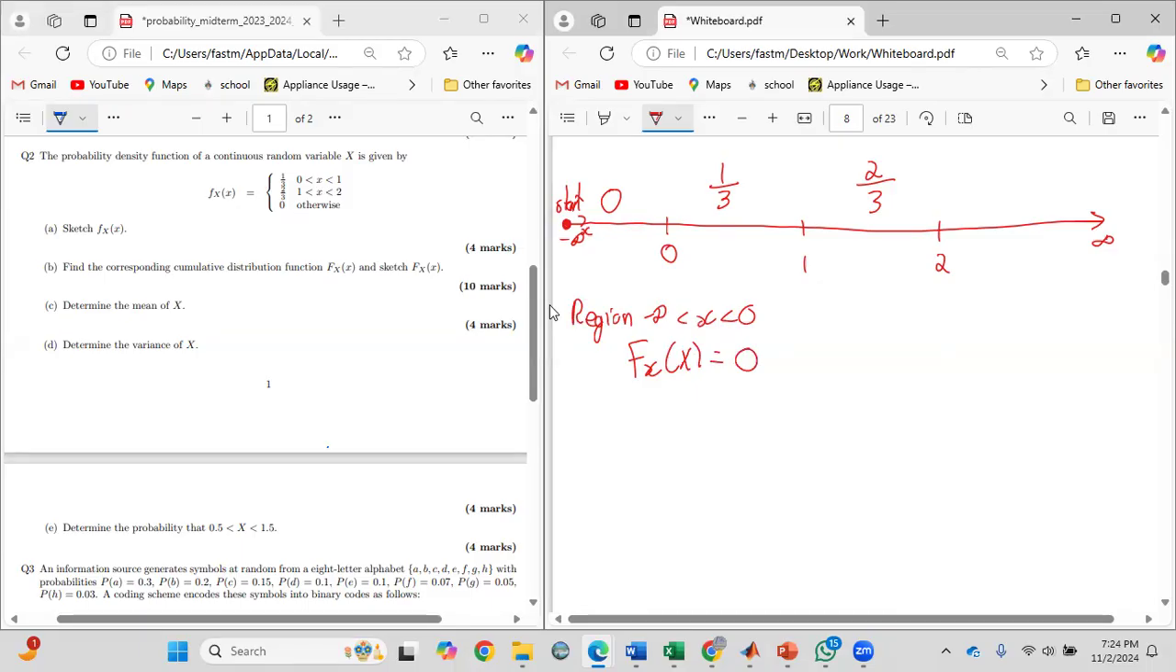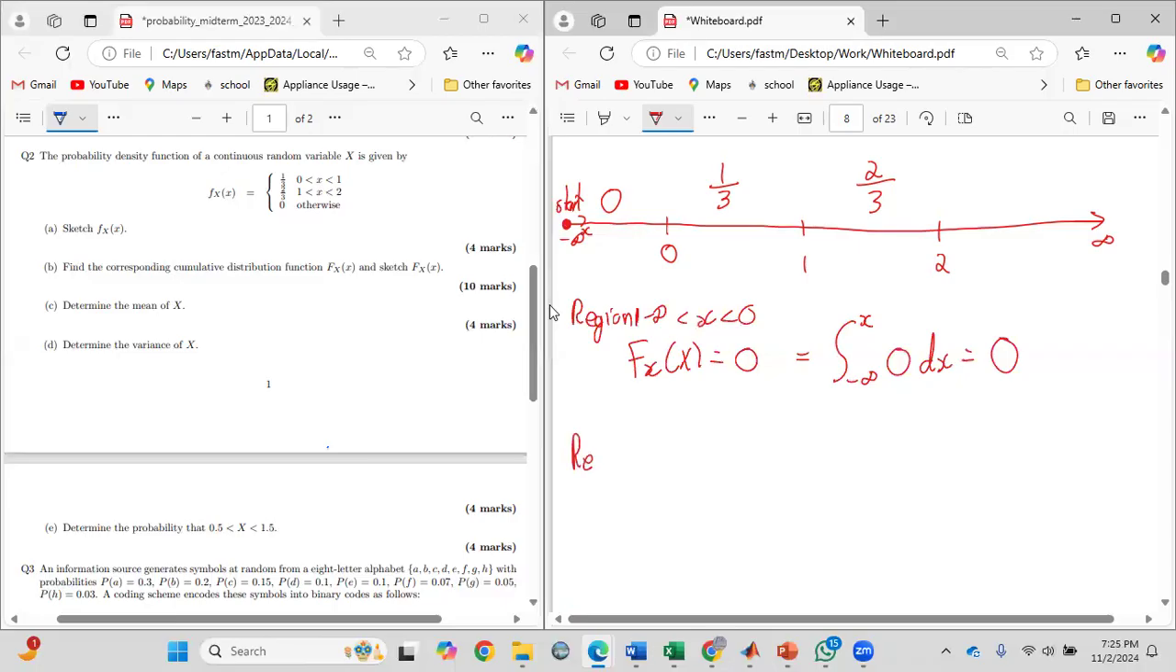If you want to be technical, it could be the integral from minus infinity to x, where x is anywhere inside this region, of 0, which gives 0. So that is the first region. If x is between minus infinity and 0, the CDF is 0. So that is region 1.